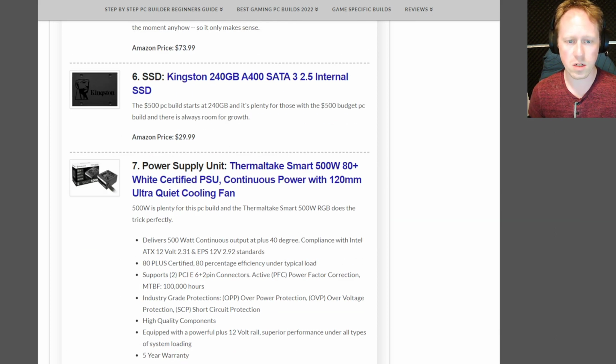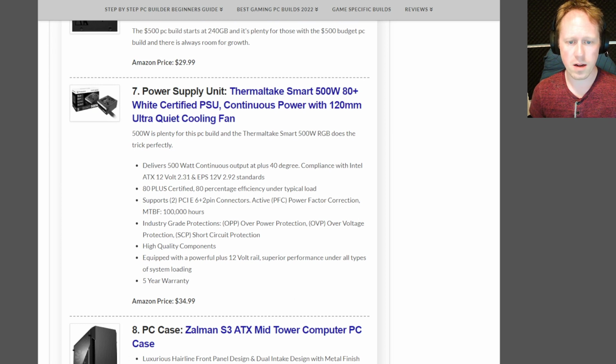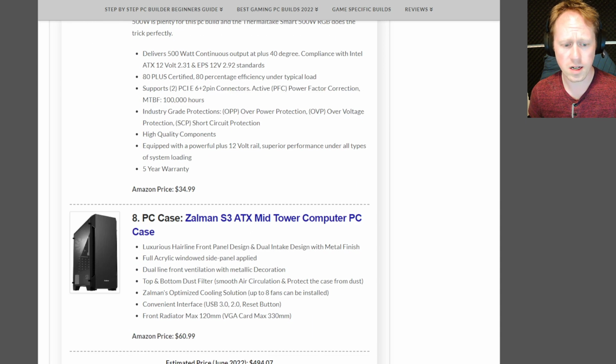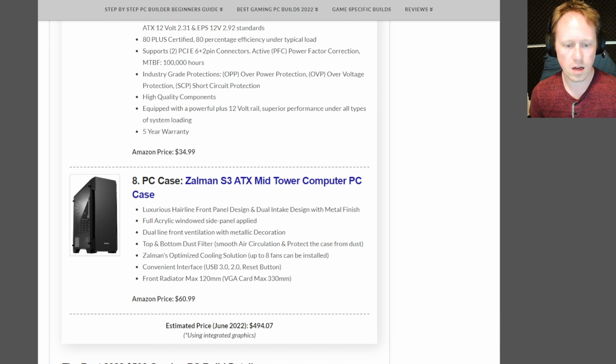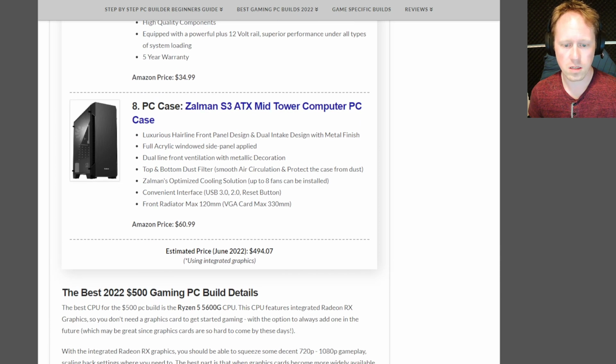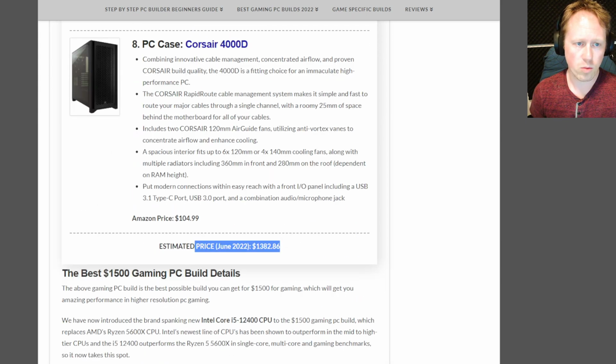Storage is a SATA Kingston 240GB SSD, $29.99. Power supply, Thermaltake Smart 500-watt power supply, $34.99. And the case is the Zalman S3 again at $60.99, coming in under $500, $494.07. So that's the four builds that we put together.